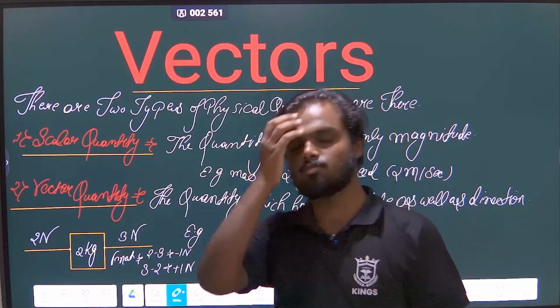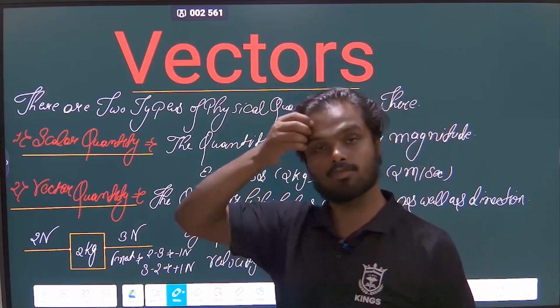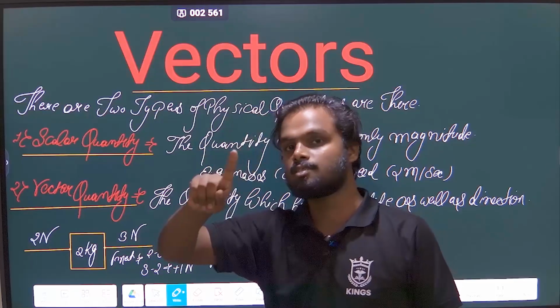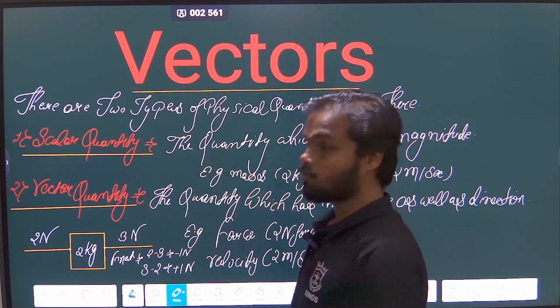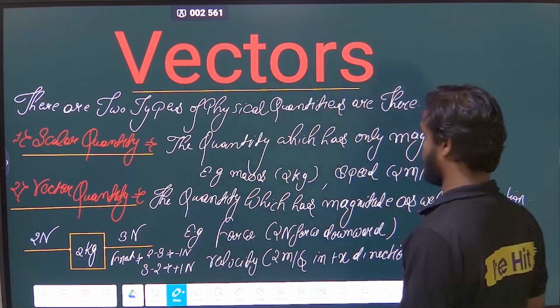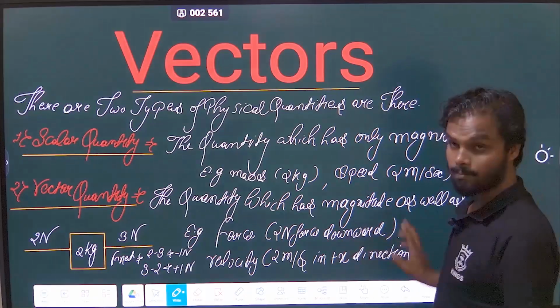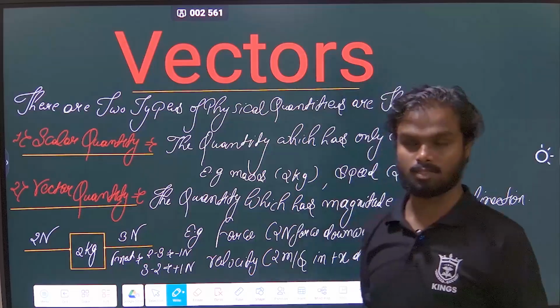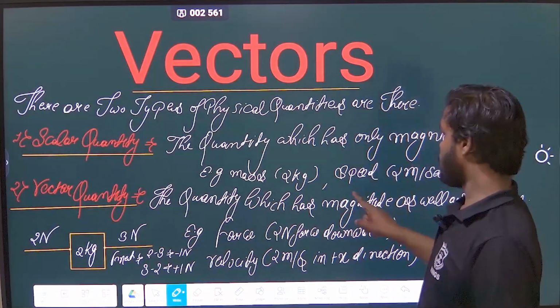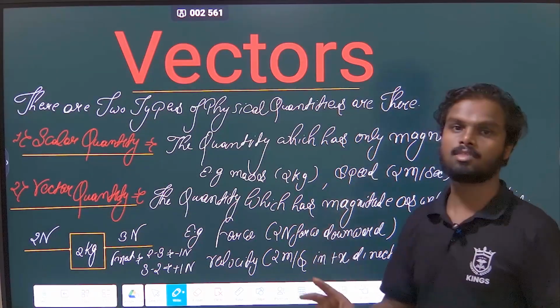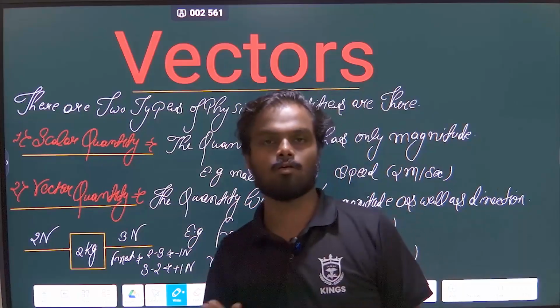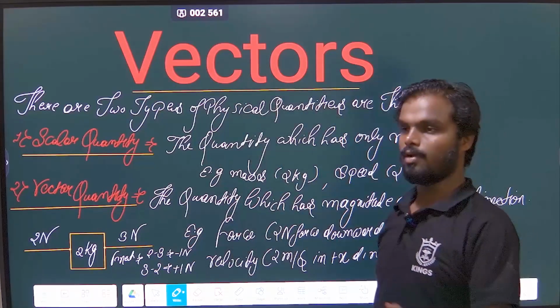So for a quantity to be vector, it should fulfill 3 conditions. What are those 3 conditions, sir? The first thing is that it should have a magnitude. And second thing, it should have a direction. So 2 things should be there, magnitude and direction, and the third most important thing is it should follow the vector law of addition.